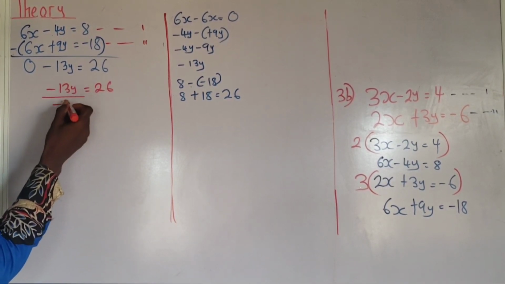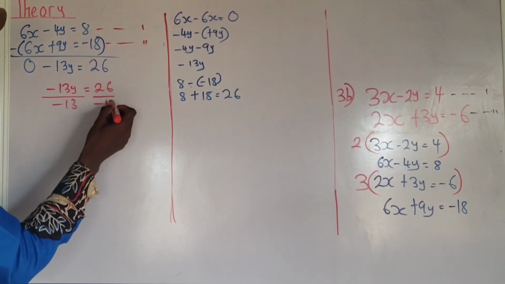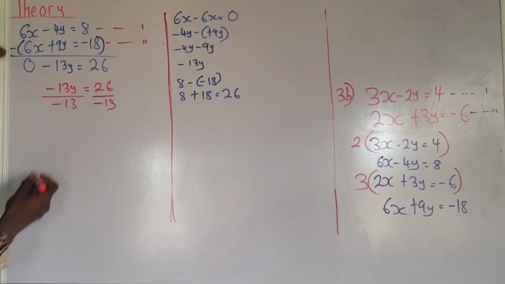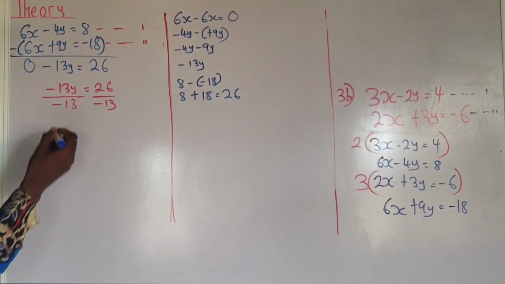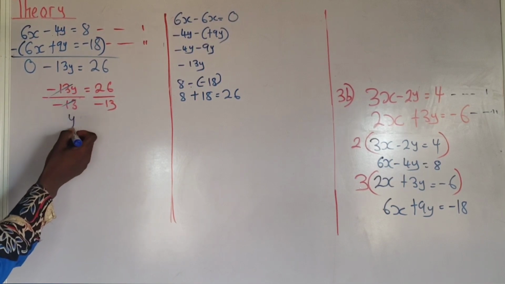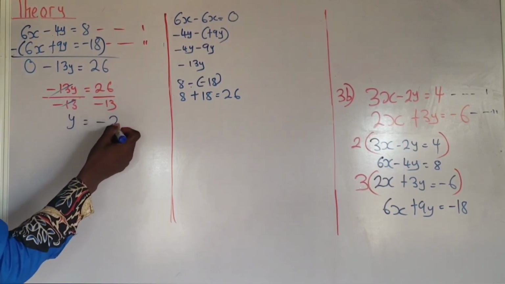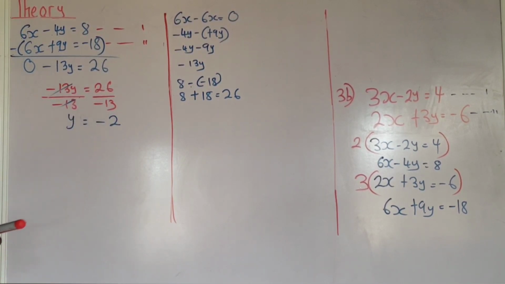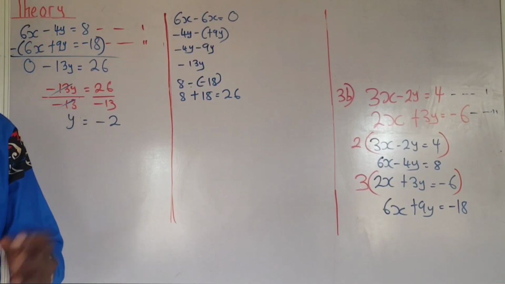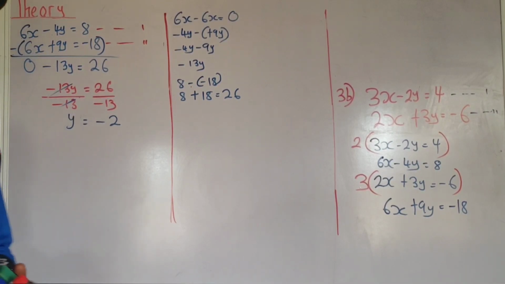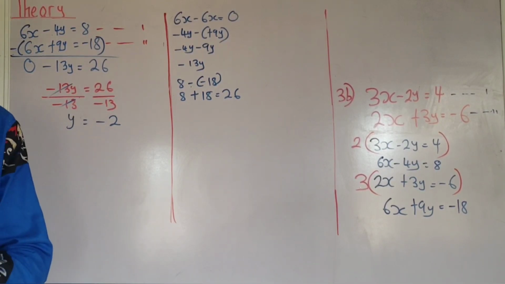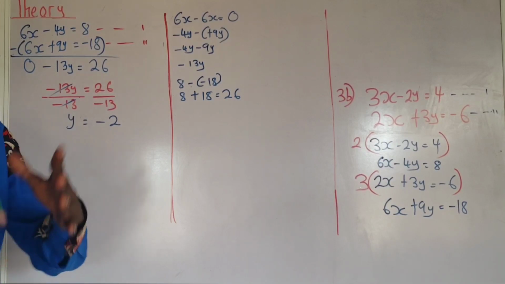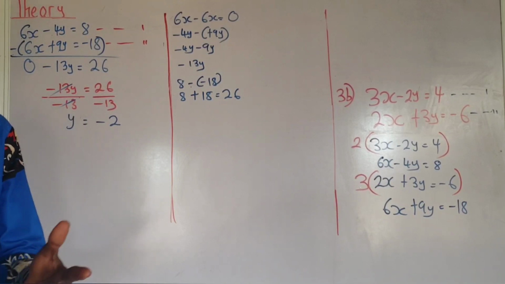The coefficient of y is minus 13. This over minus 13. So y is equal to minus 2. If you divide a positive number by a negative number, you're going to have a negative number. If you divide a positive number by a positive number, you're going to have a positive number. If you divide a negative number by a negative number, you're going to have a positive number. And if you divide a negative number by a positive number, you're going to have a negative number.